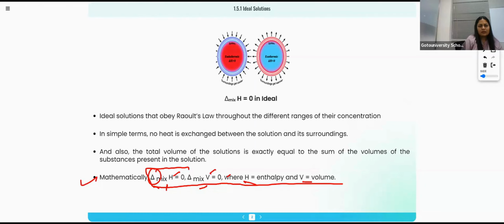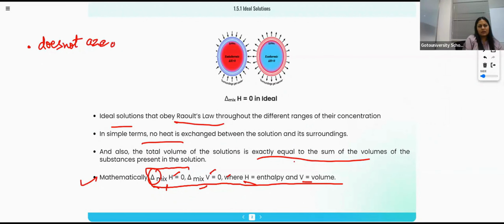So if someone asks what are ideal solutions, first, they obey Raoult's law. At different concentrations, there is no heat exchange. The total volume of the solution is exactly equal to the total volume of the substances present in the solution. One more thing I should add here: ideal solutions do not form azeotropes. We will study what azeotropes are in just 2 minutes.